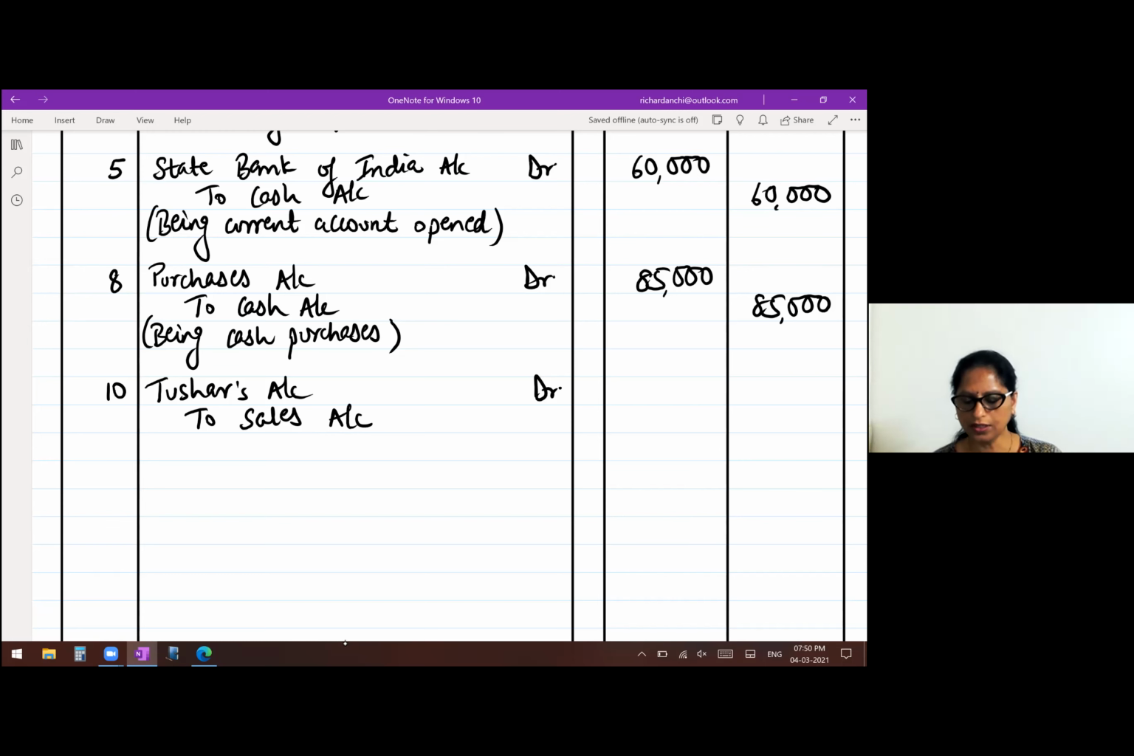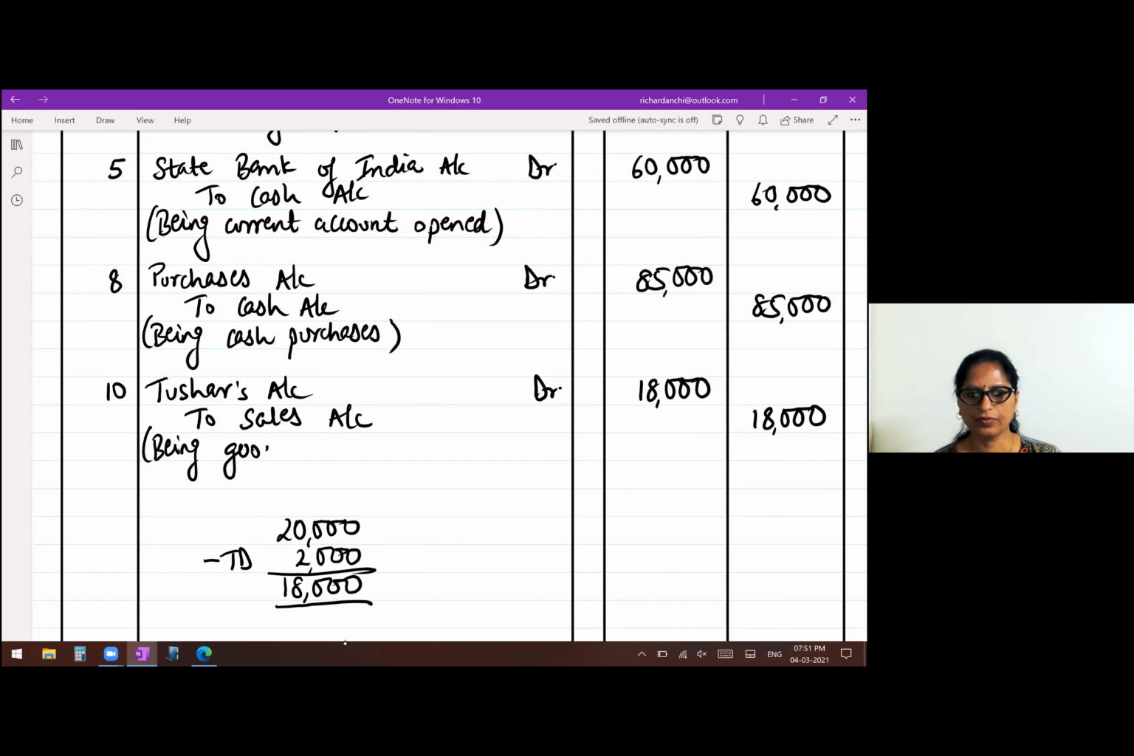So 20,000 at the rate of 10%. So 20,000, 10% of that is 2,000. So after deducting, you will get 18,000. So after deducting, you have to write. So it is 18,000. Tushar's account debit 18,000 to sales account 18,000. Being goods sold on credit at 10% trade discount.